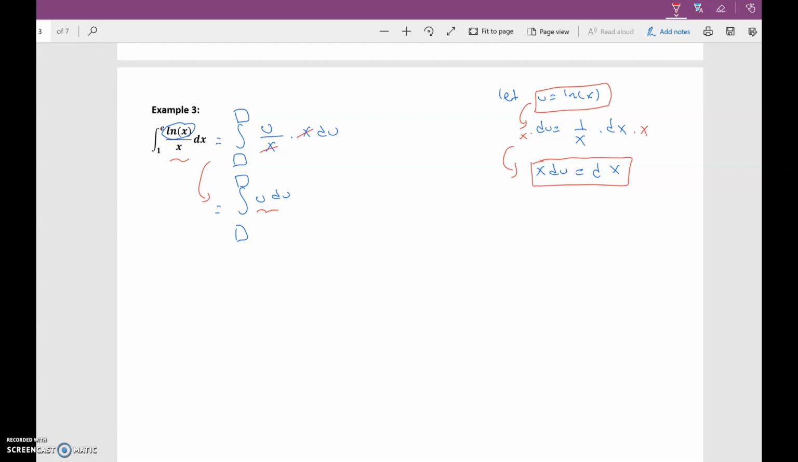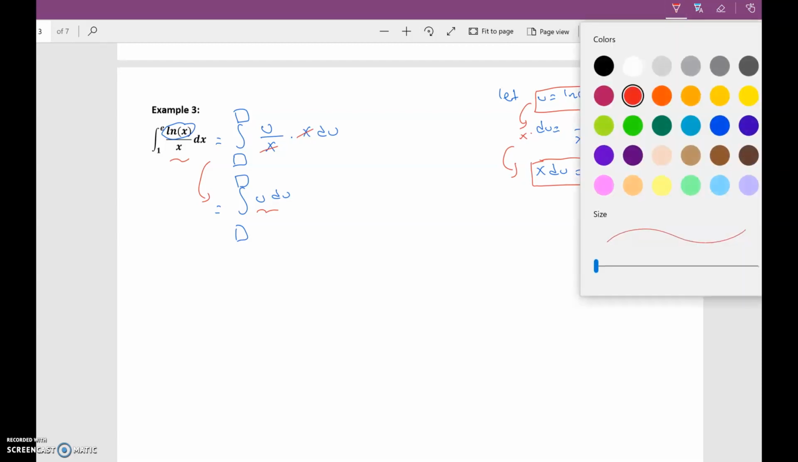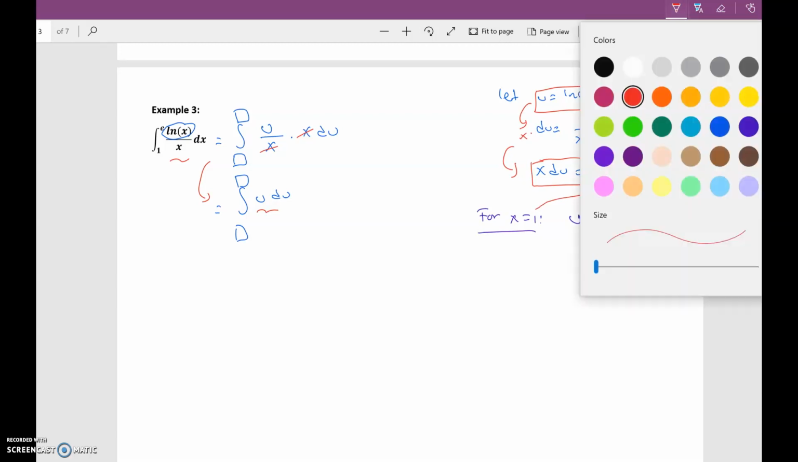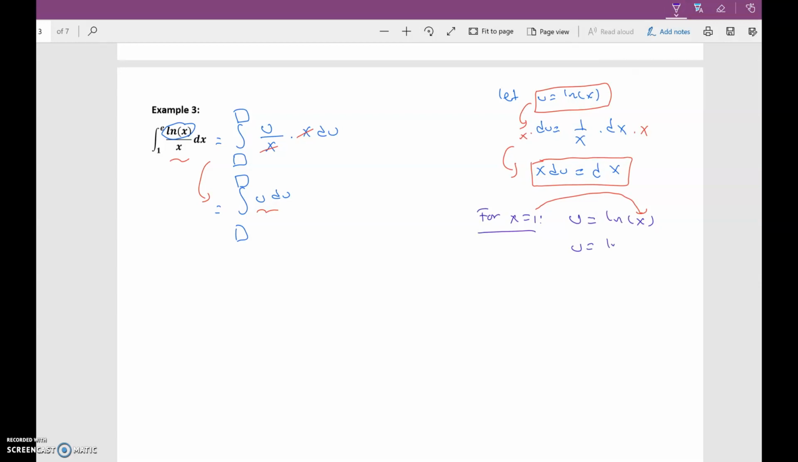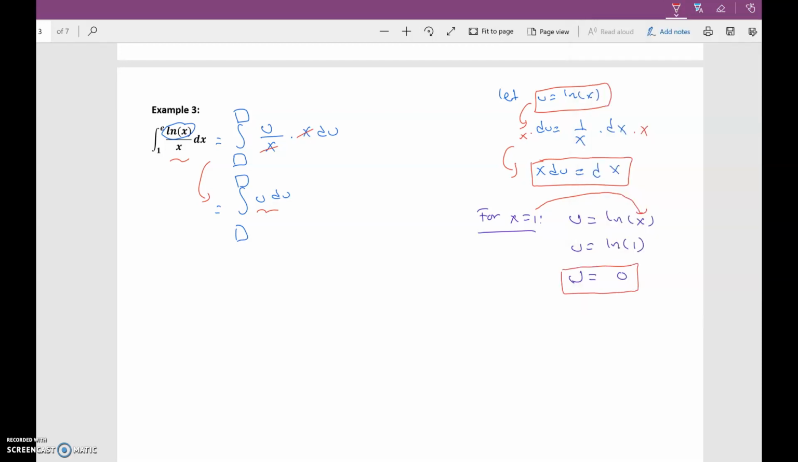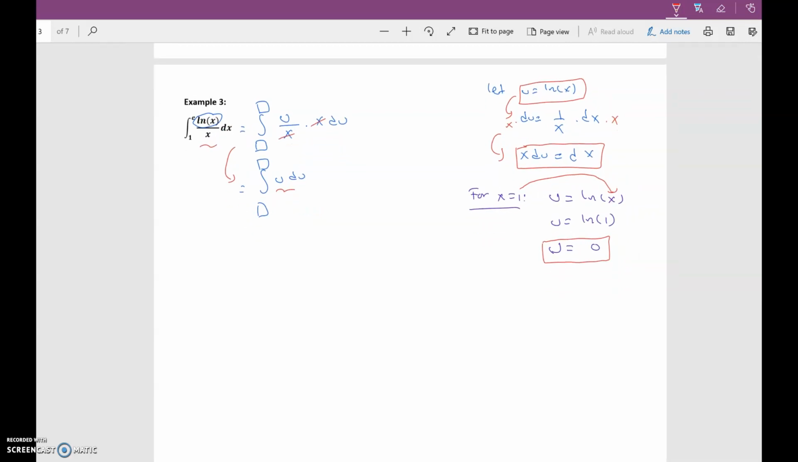Now notice that I put boxes on the limits of integration. That's because we technically have to adjust them, and this is how we're going to be adjusting the limits. So in this case, for x equal to 1, the value of u is equal to the ln of x, but you're looking at x equal to 1. So your u value is equal to the ln of 1, so u is equal to 0. ln of 1 happens to be equal to 0. That's going to be our new limit with the actual u value.